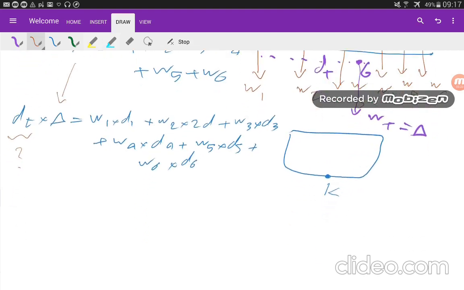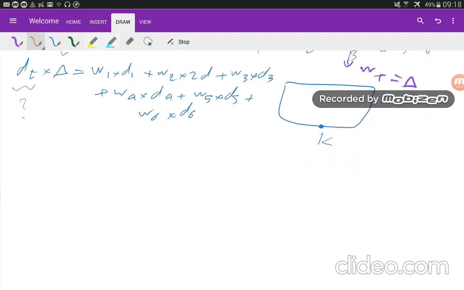But what will happen if we have so many cargos? It will still be difficult to calculate with a straight formula like this one. To solve this problem, we are going to develop an Excel sheet, a spreadsheet. We are going to prepare a chart.